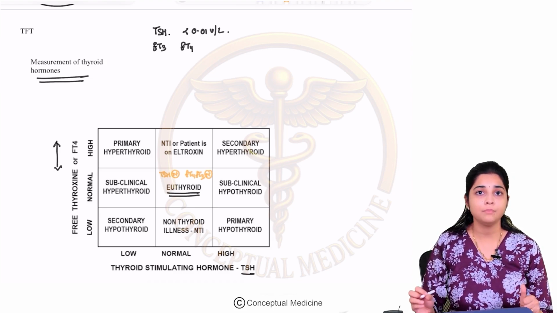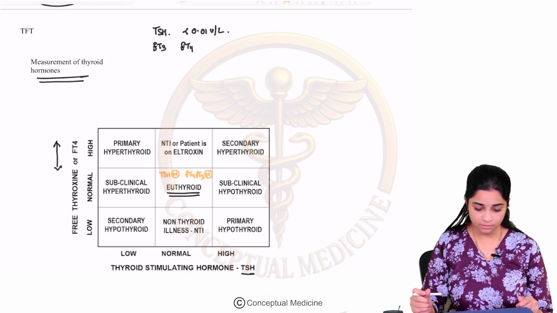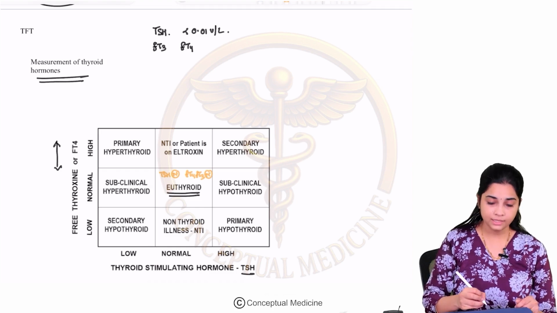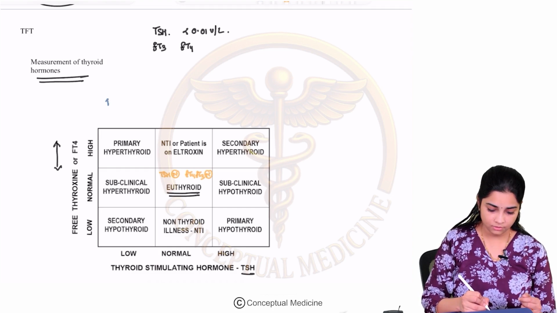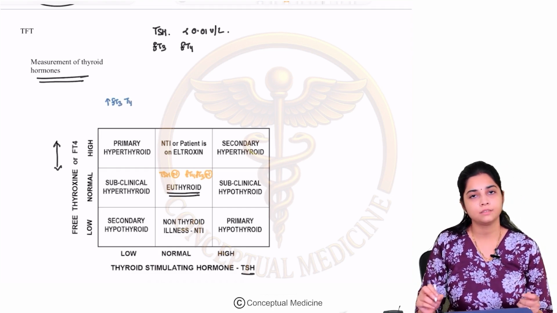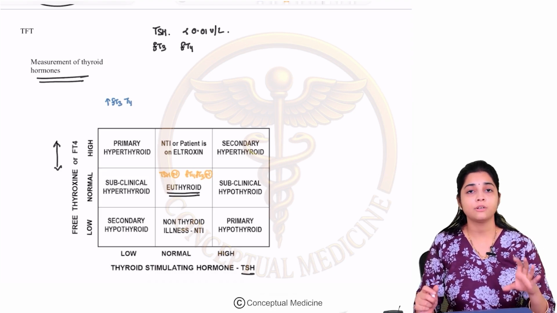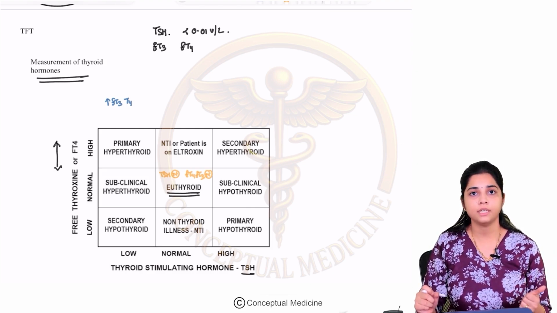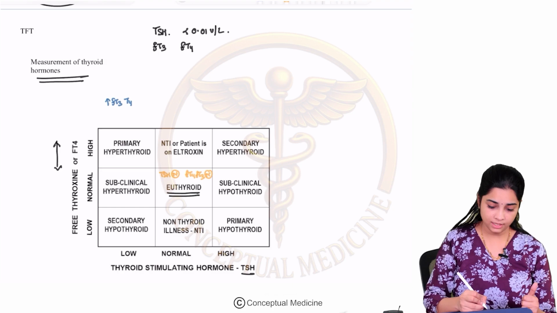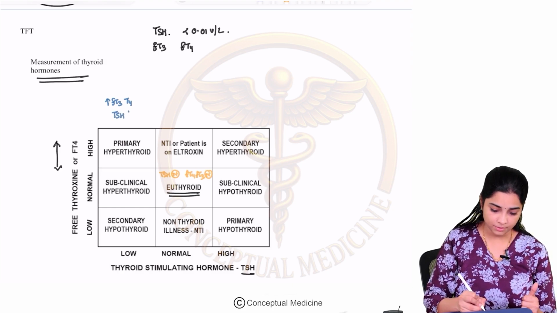Now, primary hyperthyroidism basically means what? It means that the thyroid gland is producing excess FT3, FT4, so FT3, FT4 will be elevated. That is fine. Now, if the thyroid gland is producing excess thyroid hormone, then you will have a feedback inhibition on the TSH, correct? So, what happens to the TSH levels? The TSH levels will be low.